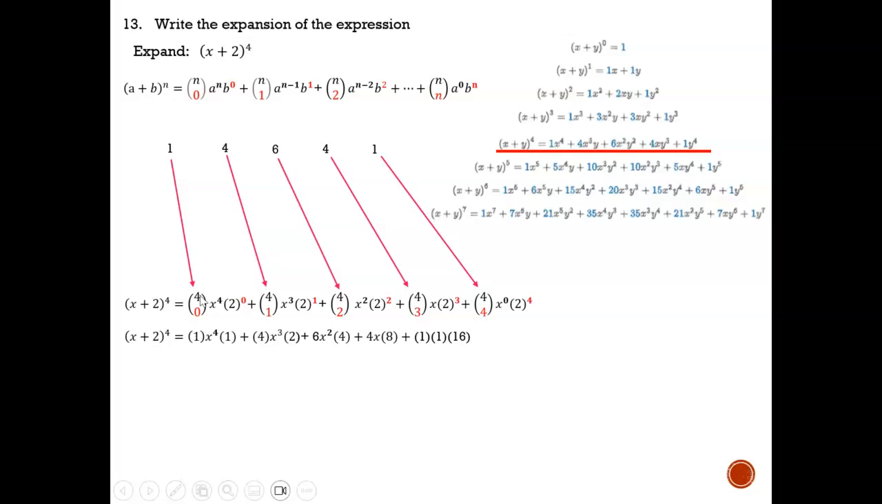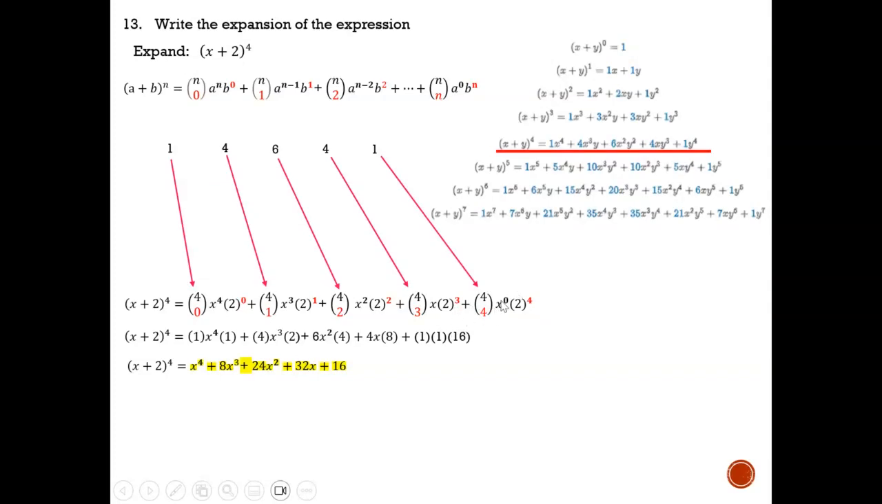Hey, guys, 4 combination 0 means 4 choose 0, and that's like permutations. So here, guys, it's going to give us 1. 2 to the 0 power is 1. 4 combination 1 is 4. 2 to the first power is 2. 4 combination 2 is 6. 2 squared is 4. 4 combination 3 is 4. 2 cubed is 8. And 4 combination 4 is 1.